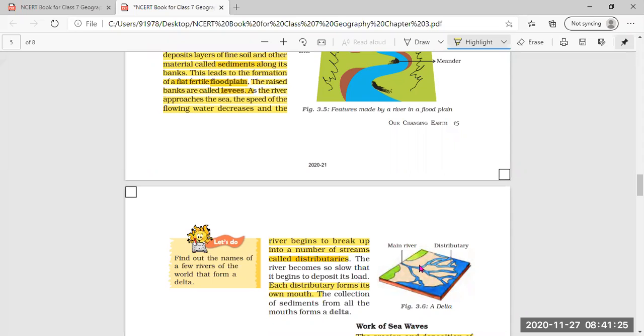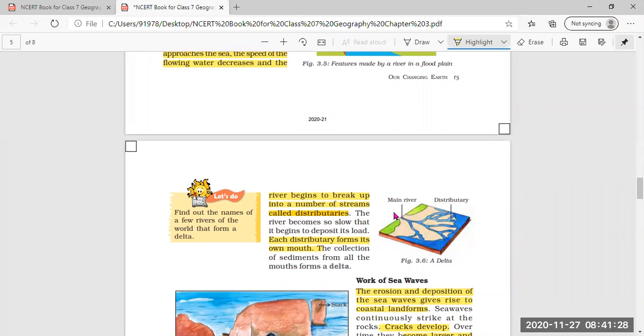Now here in the picture you can see that this is the fast flowing river coming, and here the speed is becoming less, and now the river has started breaking up into a number of streams. These streams are termed as distributaries. Am I clear what is a distributary? When the speed of the fast flowing water decreases, it is broken up into a number of different streams, and these streams are termed as distributaries.